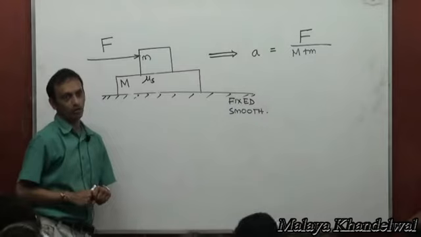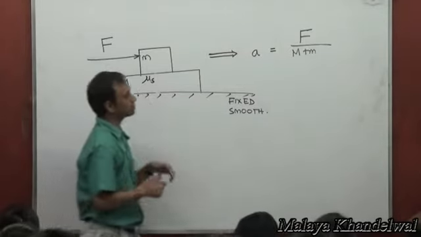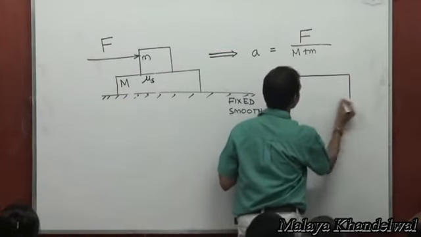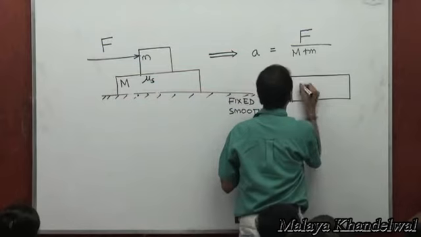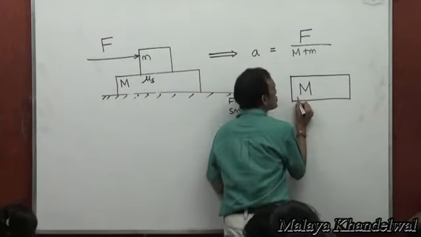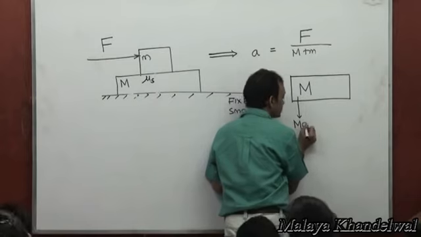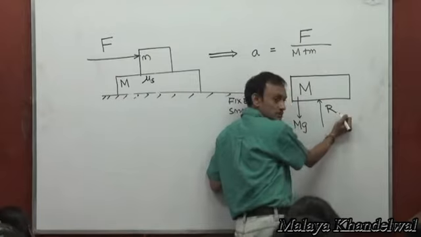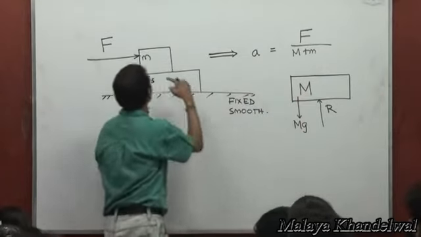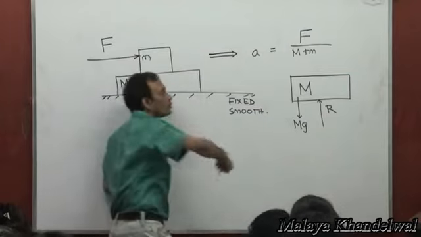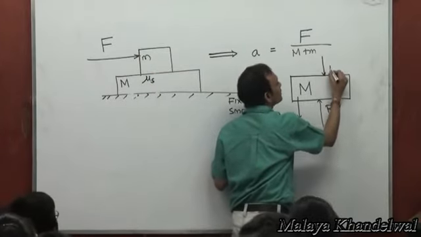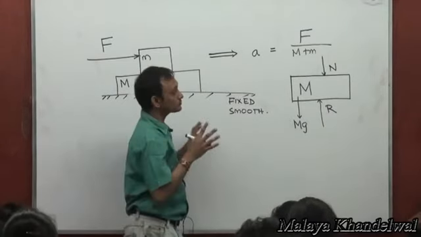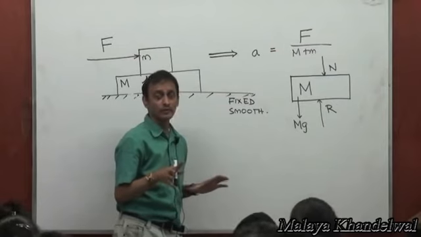Now, let me look at the lower block, mass capital M. The forces acting on the lower block are mg downwards, normal reaction R from the ground upwards, and small m presses against capital M with a force equal to N. This is the free body diagram of capital M.